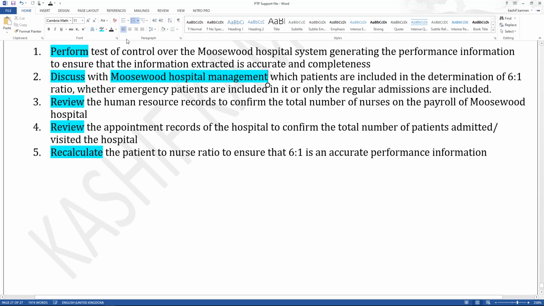Review the human resource records. So was I looking at the source document? From where will I get the total number of nurses? The human resource record. So was I looking at the source document? Did I review the appointment records? Is that a source document?